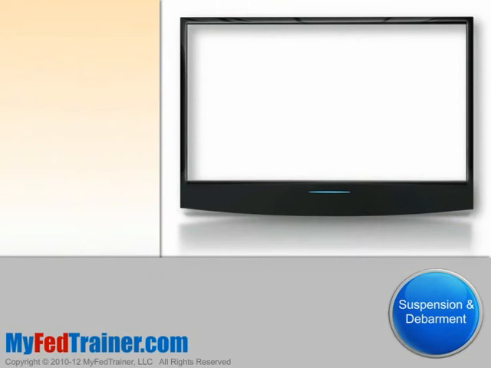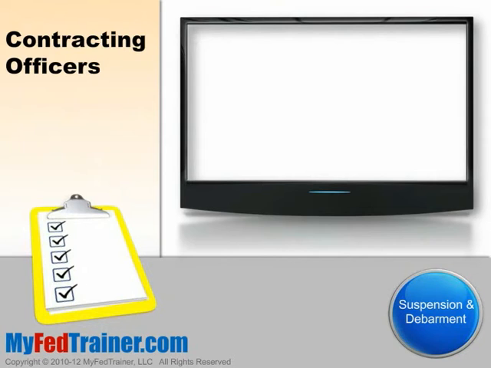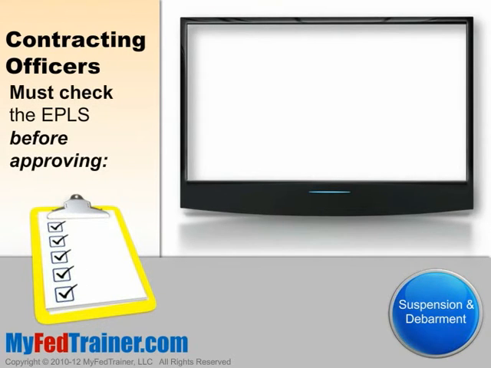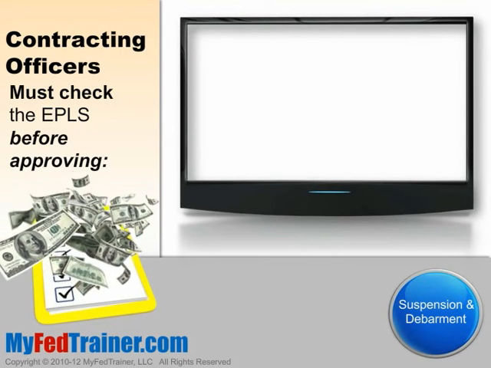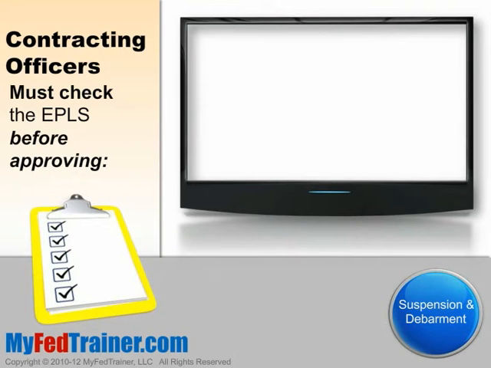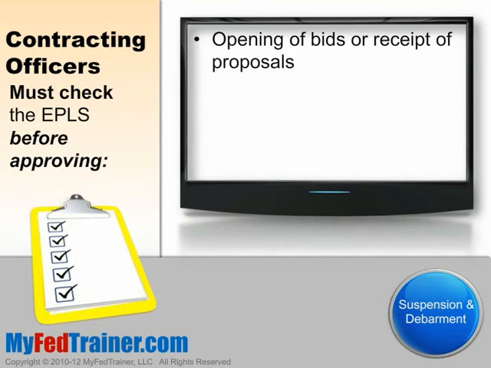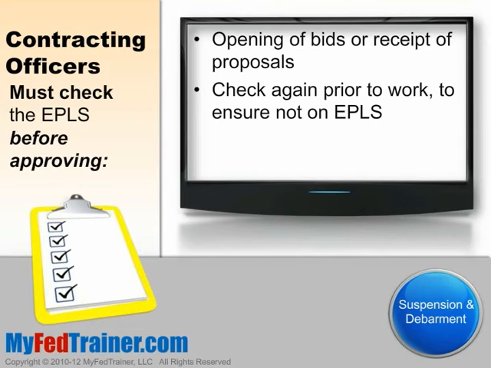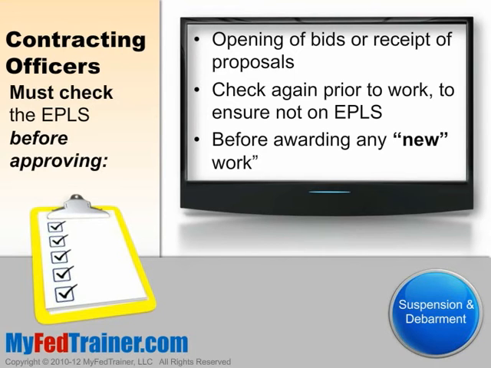For contracting officers at a grant recipient, there are also several milestones that require checking the EPLS. Think of this process with a primary objective towards making sure funds do not flow out to an excluded party. The first place a contracting officer must check the Excluded Parties List system is at the opening of bids or receipt of proposals. The contracting officer must check the EPLS again immediately before letting out the work or awarding any new work to make sure nothing changed since the bid was opened.